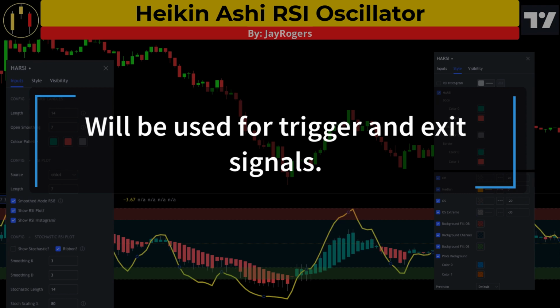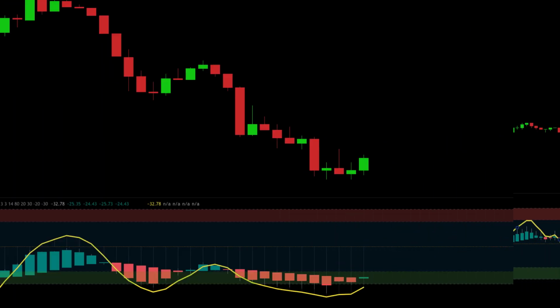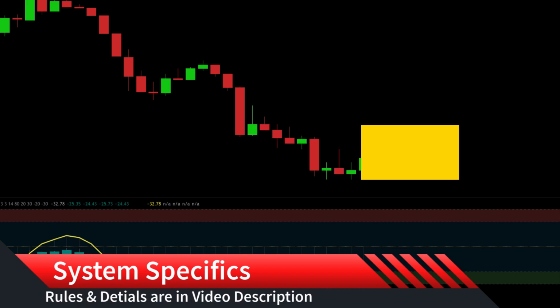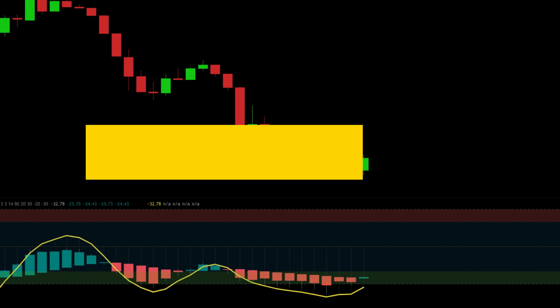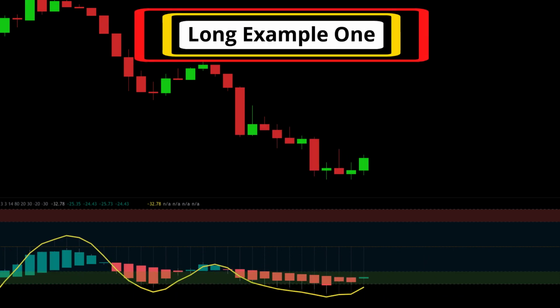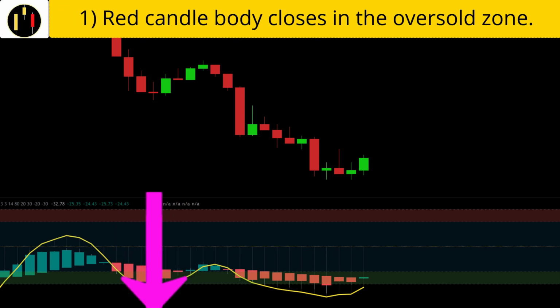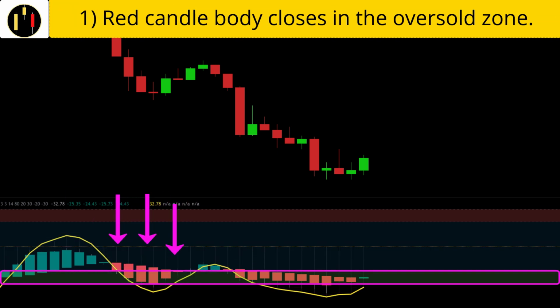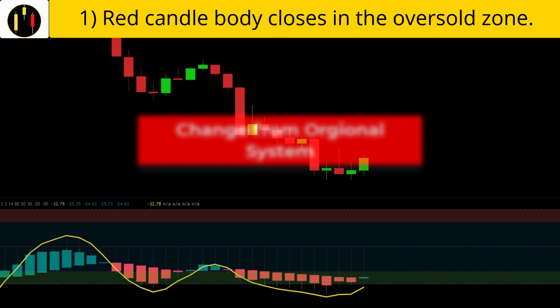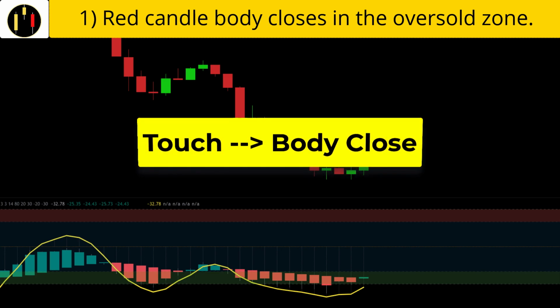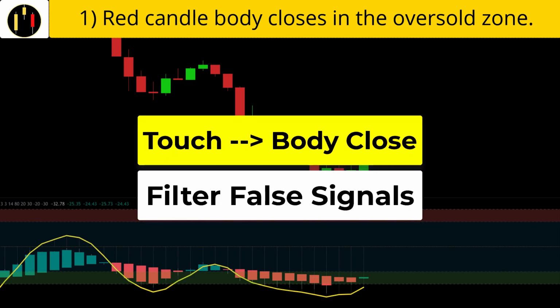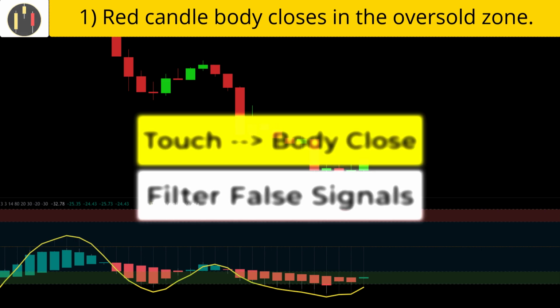Let's go over entry criteria and review some examples. As always, system rules and details are listed in the description below. This chart is Shiba Inu versus the US dollar, 1 minute candles. The rules to enter a long on the Gossamer Scalp are: first, the body of the red Heikin-Ashi candle must close in the oversold zone, which is the green shaded area. Please note that this is a change from the original system that only requires a touch of the green shaded area. I changed it to the close of the body to filter out false signals.